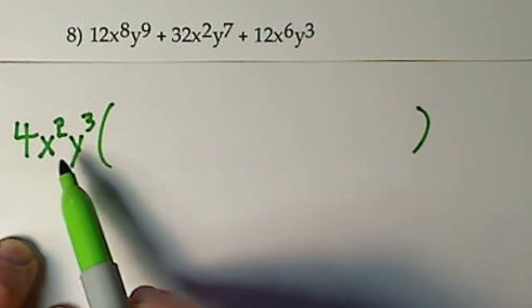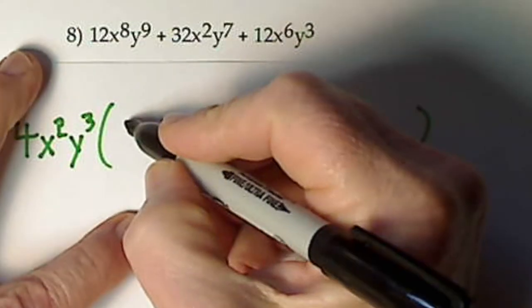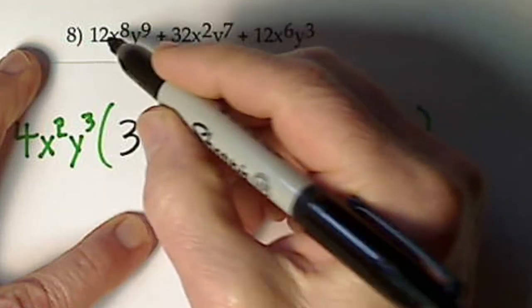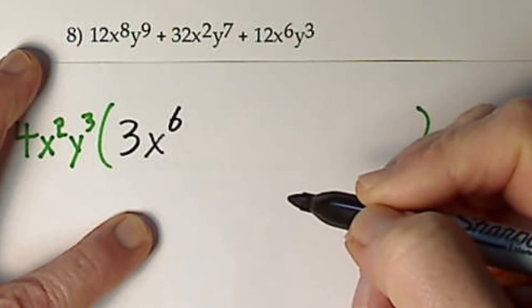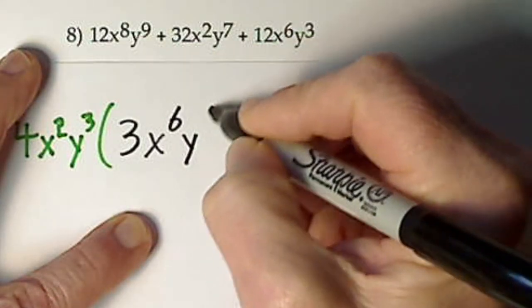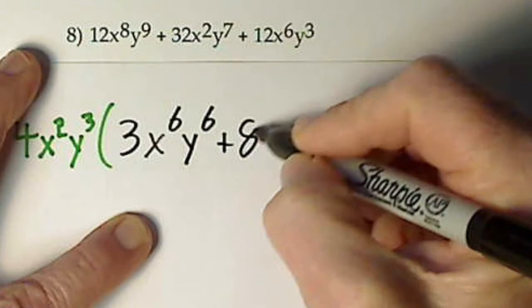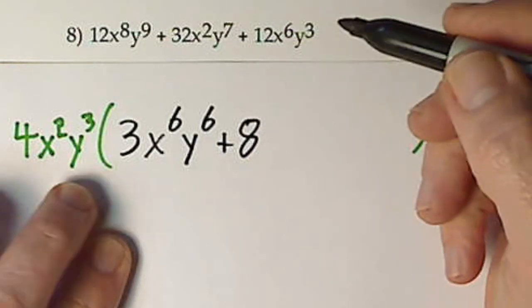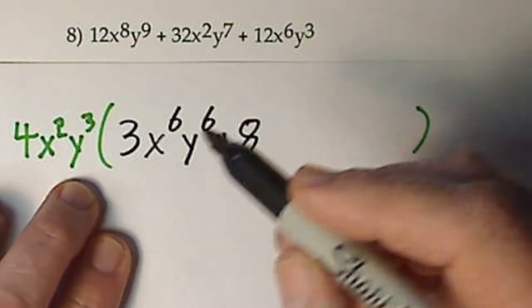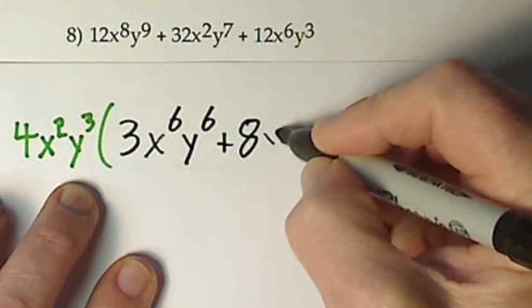And if I factor 4x squared y to the third out of my first term, which means divide it out, I'll be left with 3x to the sixth, and it turns out y to the sixth. Okay. For 32, I'll be left with 8. X squared divides into x squared one time, so you're not going to see that. It just turns into a 1. And y to the third, let me see. If I divide y to the seventh by y to the third, I'll have y to the fourth.